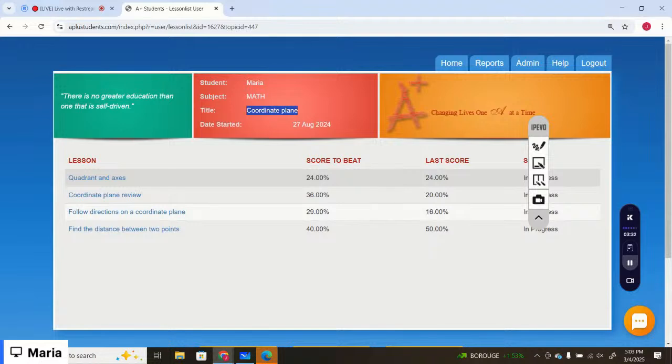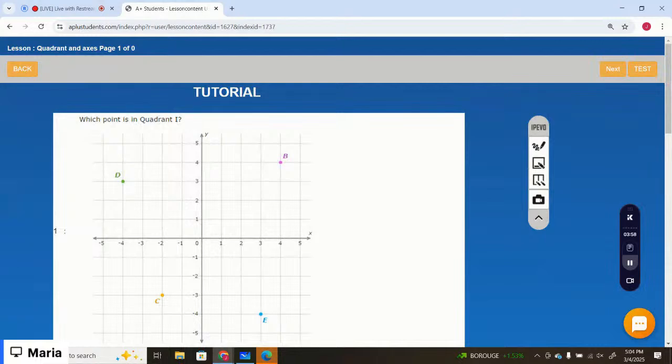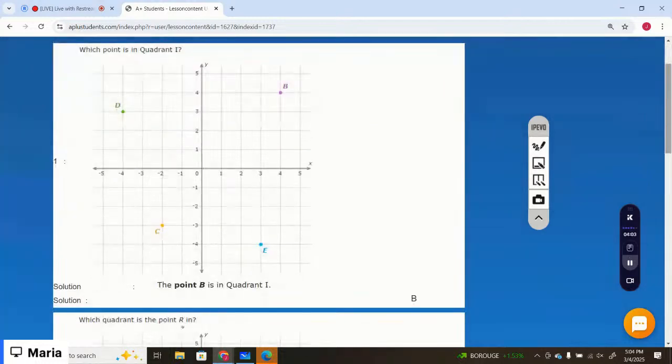And I'm on grade 8 math. The chapter we're on right now is coordinate plane. Let's just start with the first lesson, that is quadrant and axis. Which point is in quadrant one? The first thing we need to understand is what are the quadrants?